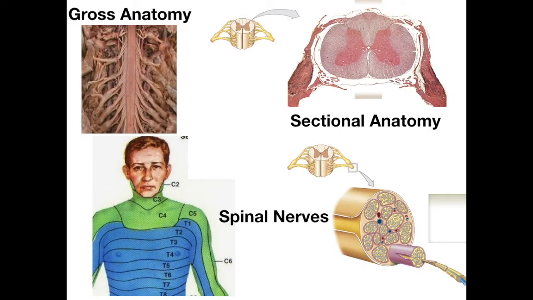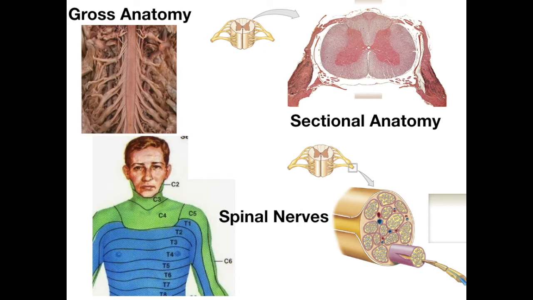Okay, these lectures are on the spinal cord, the anatomy of the spinal cord, and as always, we're going to relate it to those functional pathways going into and out of the central nervous system. We're going to look first at the gross anatomy, looking at the whole spinal cord from the outside, as well as some relevant clinical points.